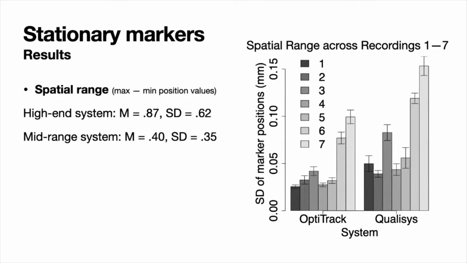We also looked at the spatial range that was captured by the two systems. This is measured in terms of the difference between the maximum and minimum position values. You can see the results here in the plots. Again, for all of the 7 recordings, we found that the high-end system had a larger spatial range than the mid-range system. So this again indicates a different form of noise level.